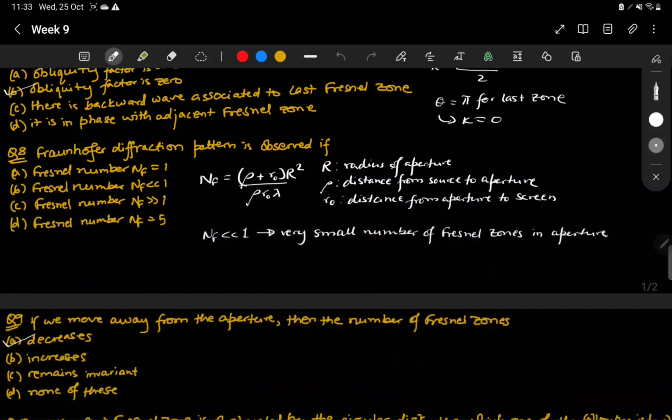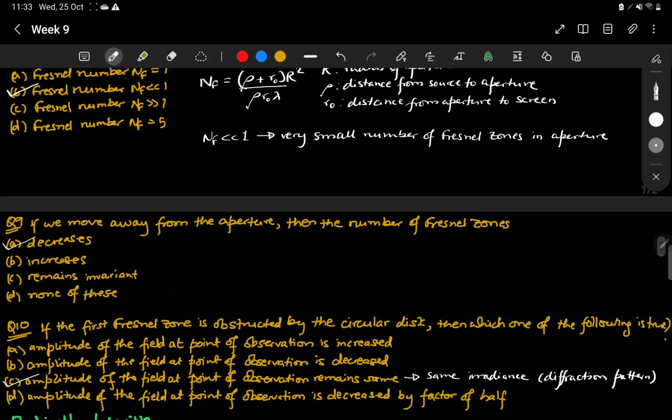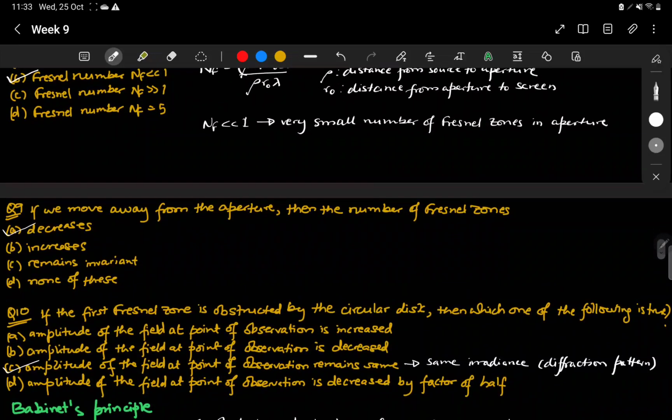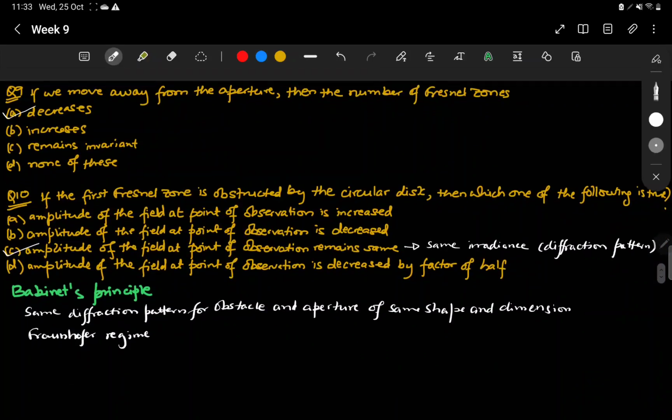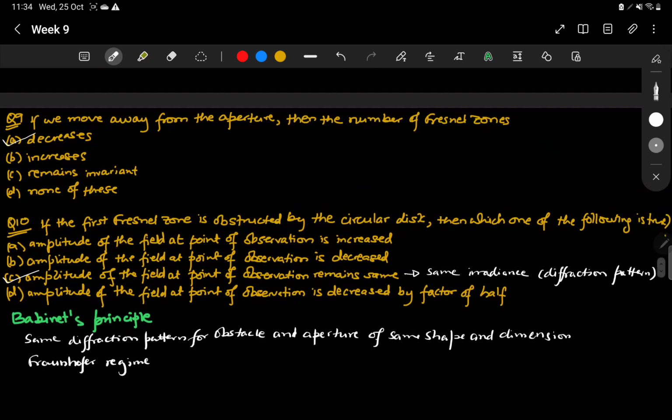And Fraunhofer diffraction pattern is observed when the Fresnel number N_F is much less than 1. So N_F less than 1 means very small number of Fresnel zones are in the aperture and we are very far away from the aperture. If we move far away from the aperture, the number of Fresnel zones decreases. If the first Fresnel zone is obstructed by a circular disc, then the amplitude of the field at the point of observation remains same. This comes from Babinet's principle, which says that we see same diffraction pattern for obstacle and aperture of same shape and size.